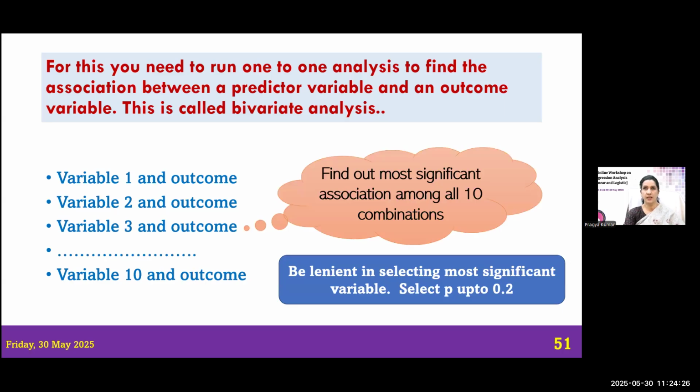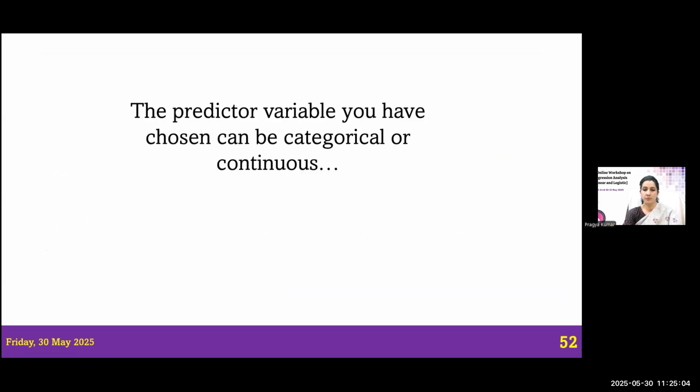So for this, again, we need to run one-to-one analysis to find the association between a predictor variable and an outcome variable, and this is called bivariate analysis. So variable 1 and outcome, variable 2 and outcome, variable 3 and outcome. That's how we'll do it one by one. As we have discussed, we are a little lenient in selecting significant variables, and we select the variable where the p-value is up till 0.2. Generally, we are not that strict. So we select a variable where the p-value is up till 0.2.